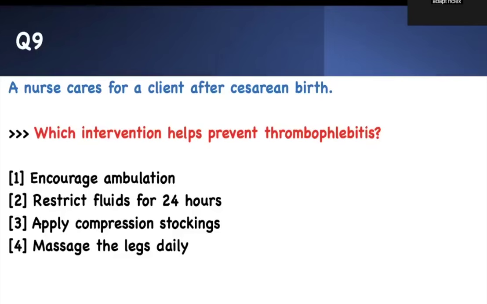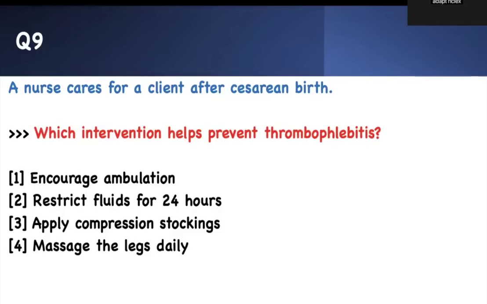How can you prevent thrombophlebitis like a DVT? It's not a true DVT, but an early form of it. And next, care for a client after C-section. Which intervention helps prevent thrombophlebitis? Let them walk, restrict fluid for 24 hours, apply compression stocking, and massage the leg. Let me know which answer choice you pick for this, because this is very good test-taking strategy, critical thinking. Think about the answer choice critically. Walking, compression stocking, restricting fluid, and massaging the leg.